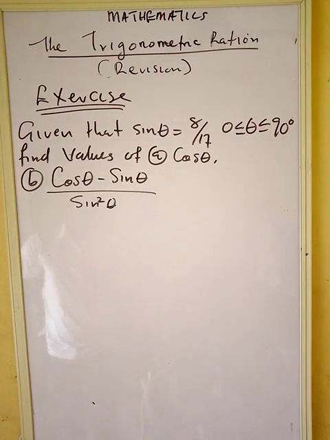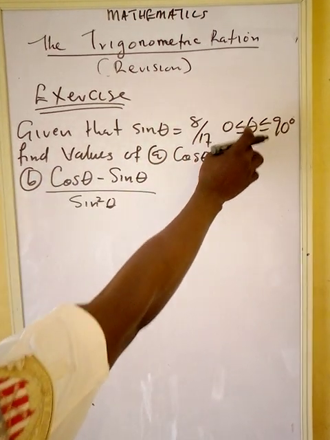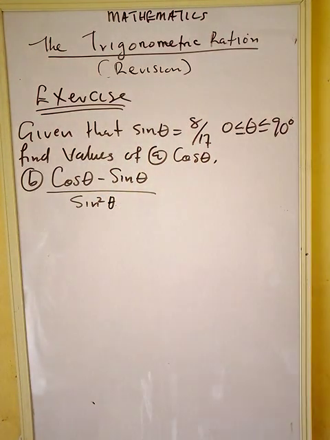So see the question I'm giving you. Just try this. Given that sin theta equals 8 over 17, 0 less than or equal to theta, theta less than or equal to 90. Find the value of cos theta. B: cos theta minus sin theta over sin theta squared. Don't be confused with this 0 less than theta less than 90. So you are going to use the same method to solve for this.